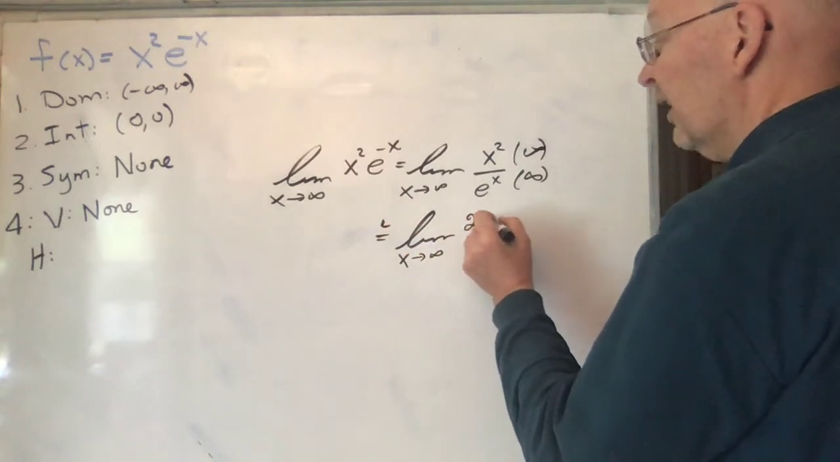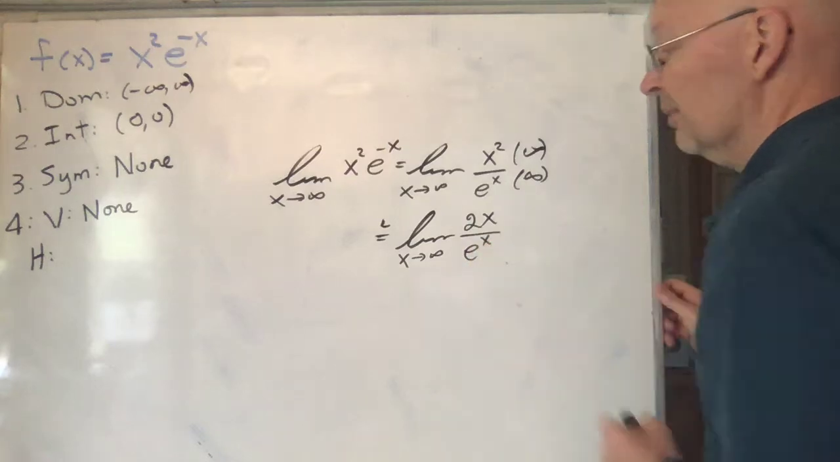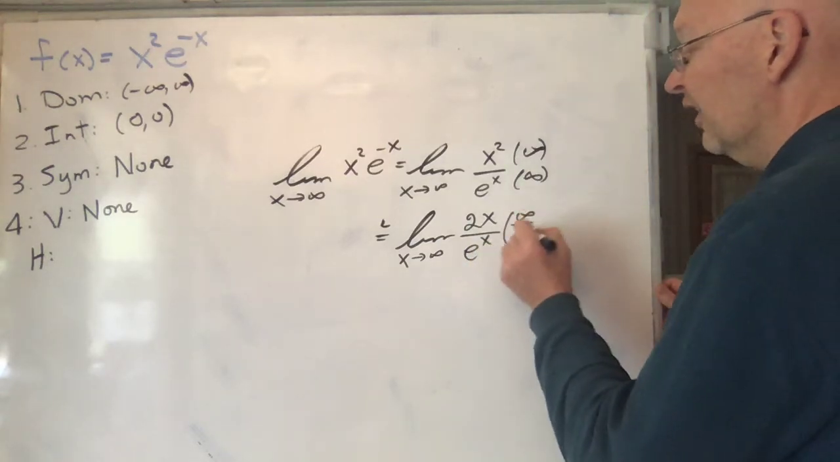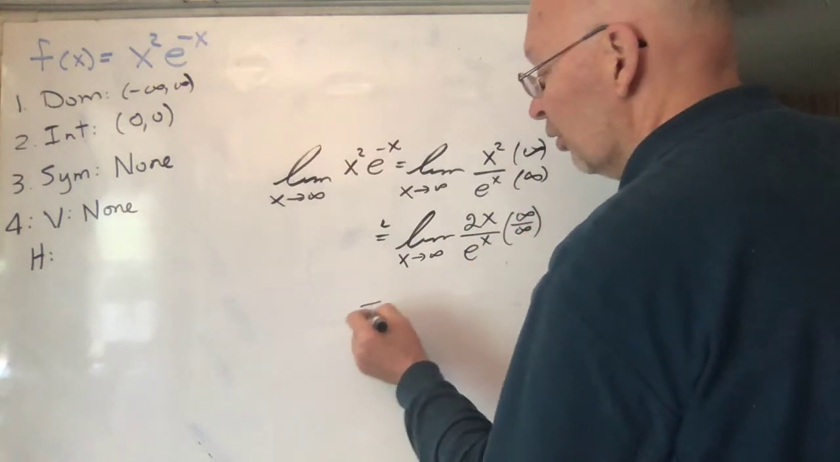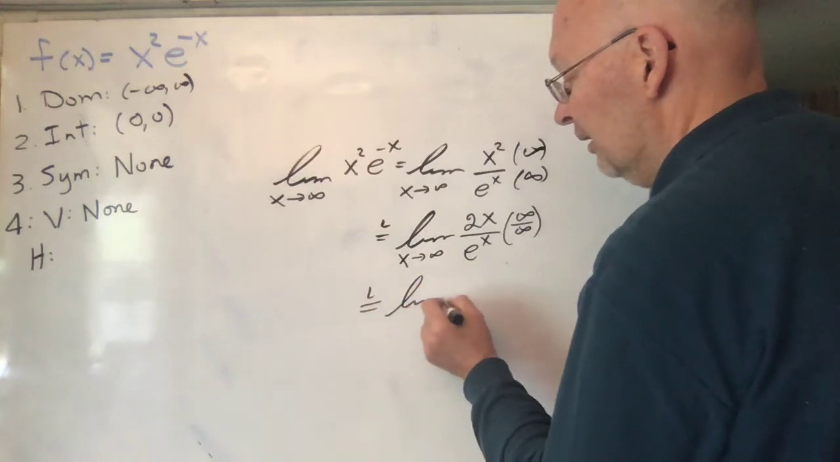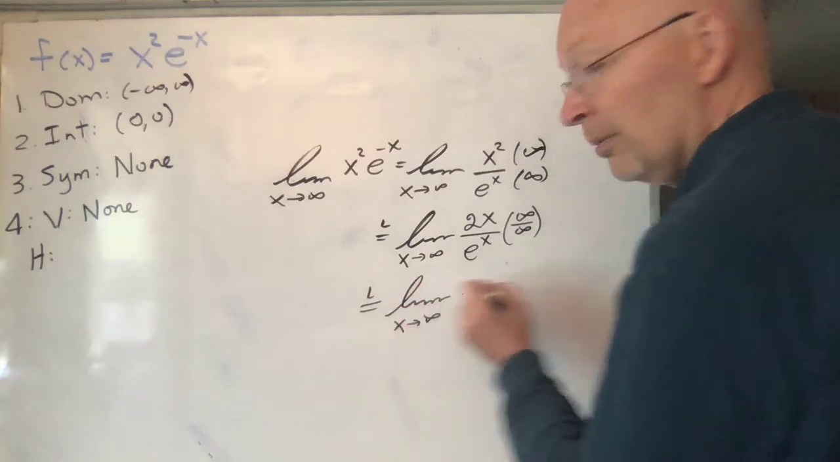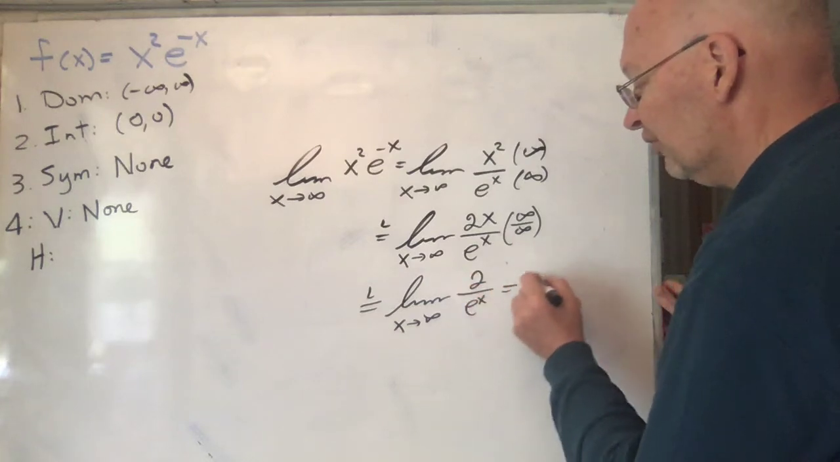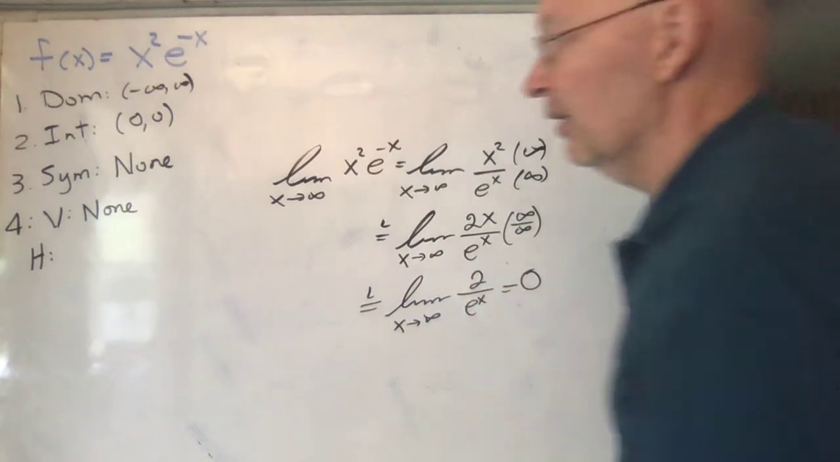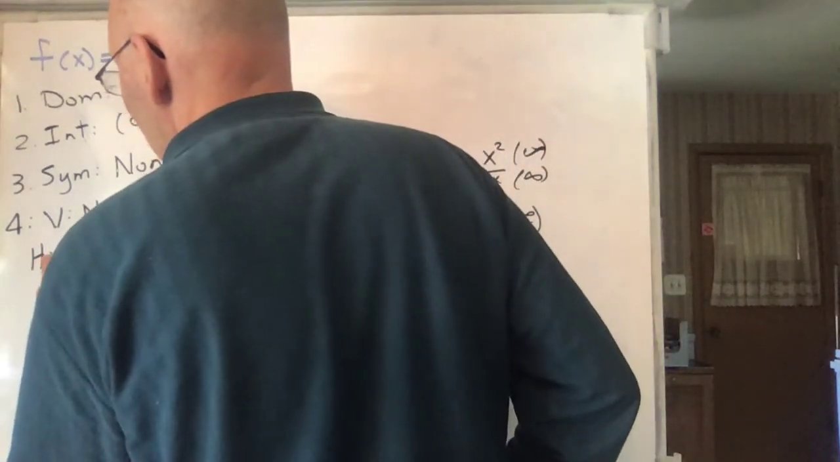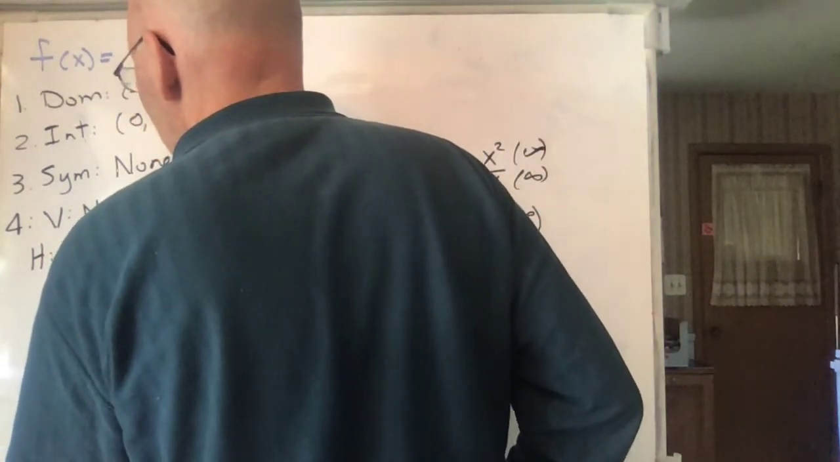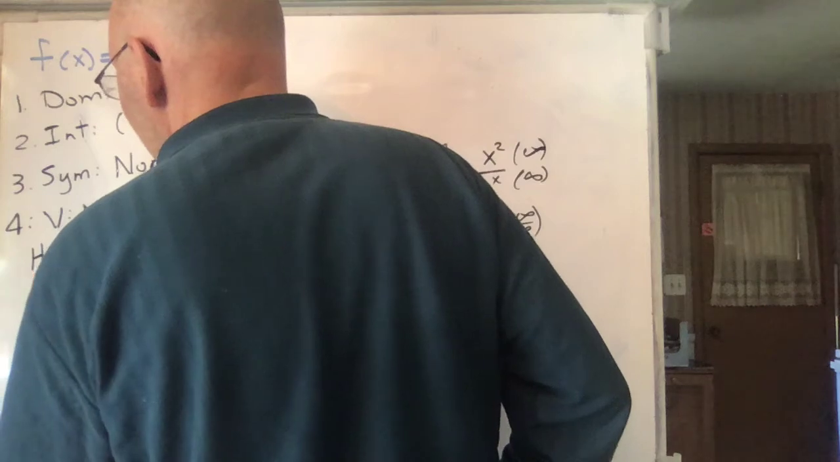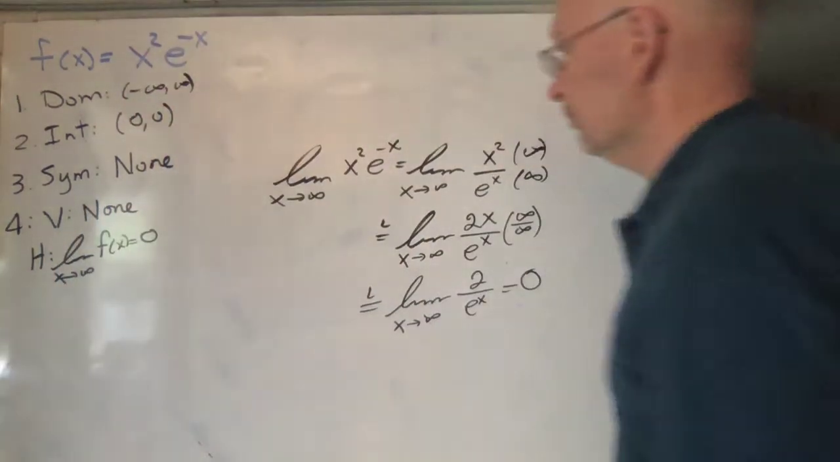And you're going to get 2x over e to the x. It's still infinity over infinity, so you use L'Hopital's rule on it yet again. And when you get here, you get 2 over e to the x, and that goes to 0. So the limit of the function as x goes to infinity is equal to 0.